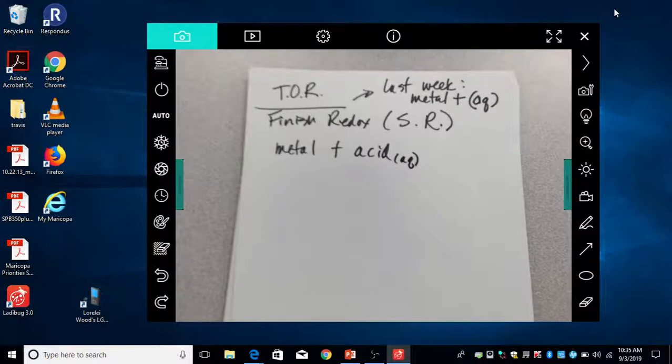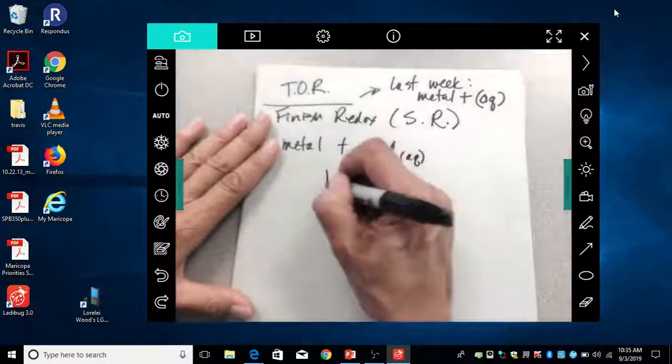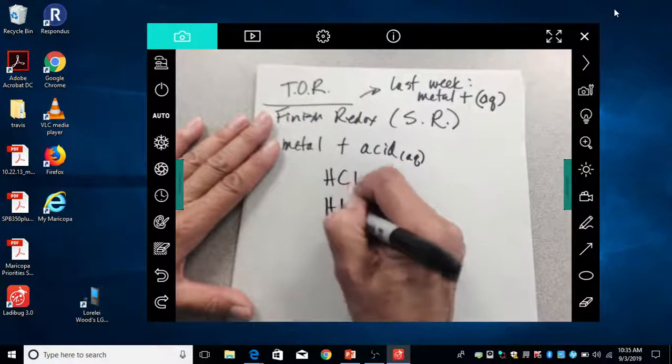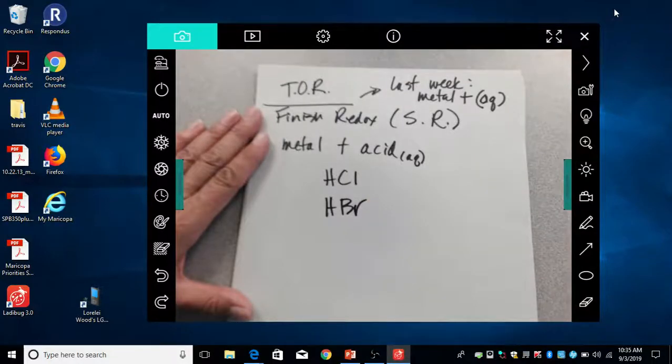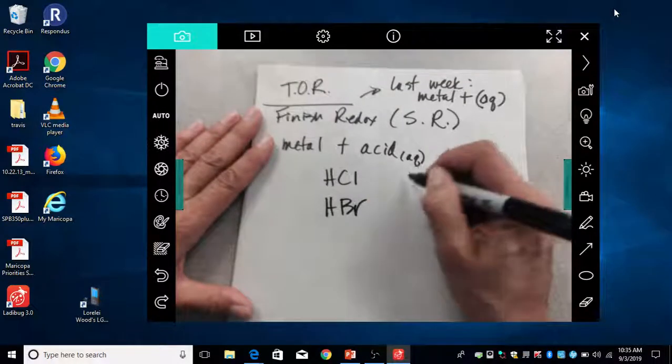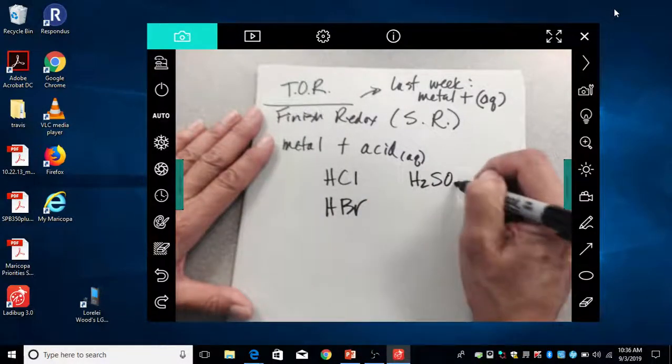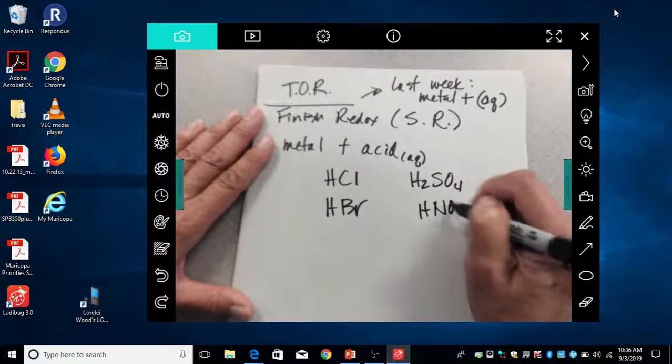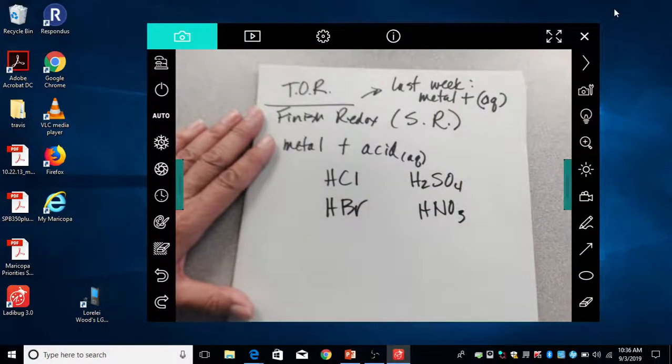But now that you've been through nomenclature and you know how to name acids, how do you know that a compound is an acid when you look at the formula for it? Has an H in front of it, right? So we have some binary acids like HCl or HBr, hydrochloric or hydrobromic acid. We have some ternary acids like sulfuric or nitric acids that we use in lab very commonly.